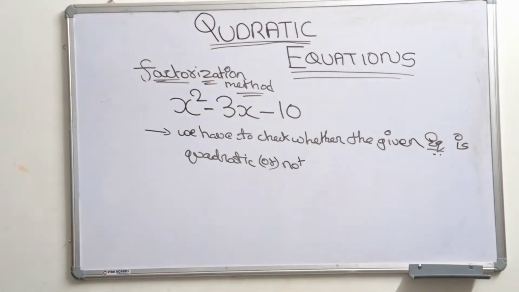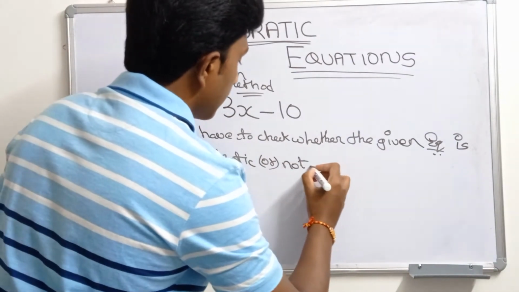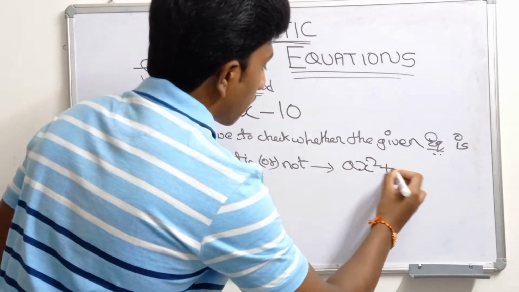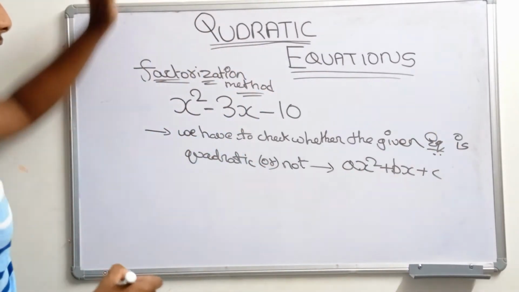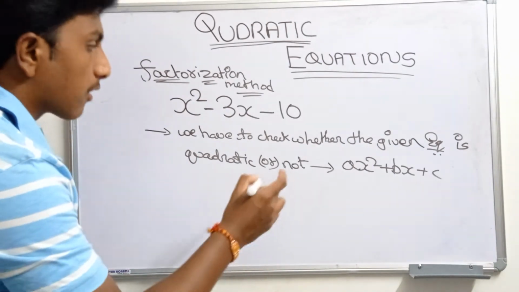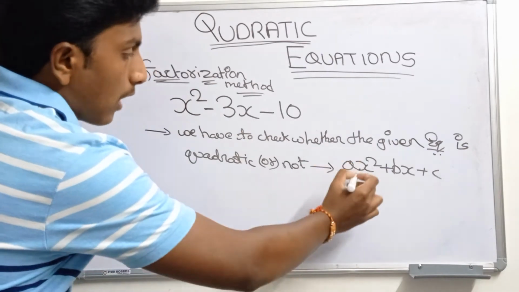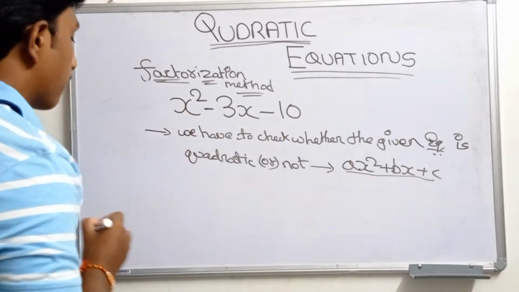First we have to check whether the equation is quadratic or not, and in the same step you have to check whether the equation is in the form of ax square plus bx plus c. First we check whether the equation is quadratic, and the second thing is to check whether the equation is in this form or not. This is the first step.